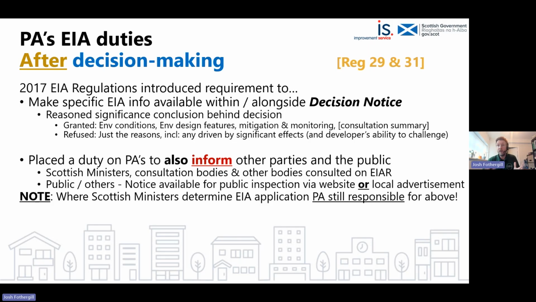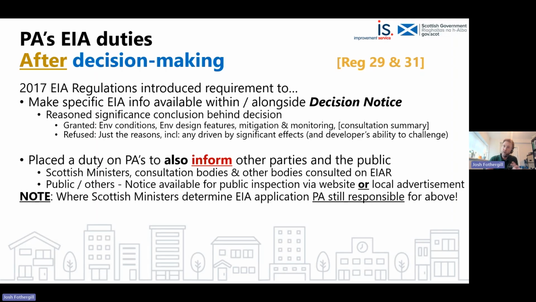If some of this is already covered in the decision notice, that's fine. You'd otherwise have to do something separate. But if it's not in there and it's an EIA application, add it in there or make sure it's available. Your reasoned significance conclusions behind the decision need to be there in all cases. If it's been granted, then the environmental conditions should be set out, any environmental design features should be set out, and a summary of the consultation responses. If it's refused, it's your reasons, your significance conclusion reasons, and whether any of those have been driven by the significant environmental effects, and also the fact that the developer has the opportunity to challenge that decision.